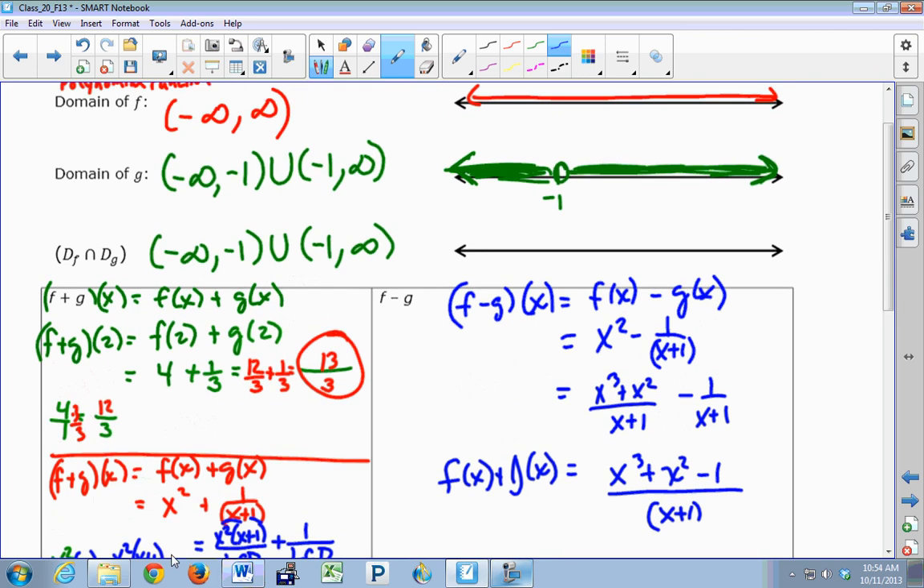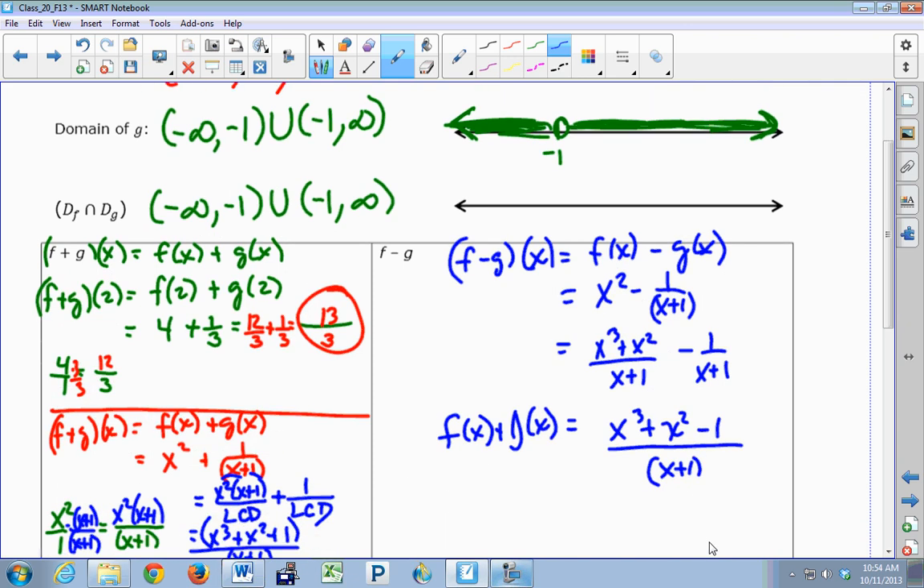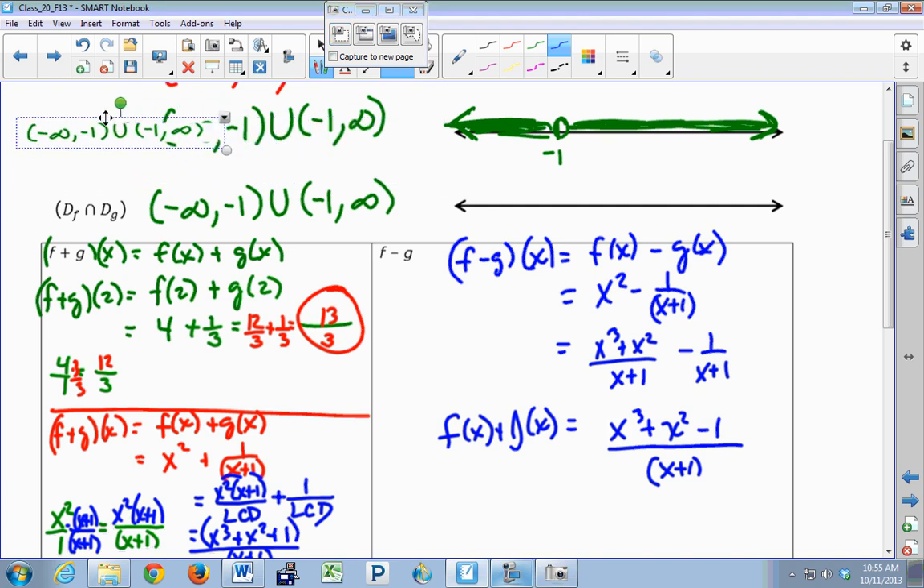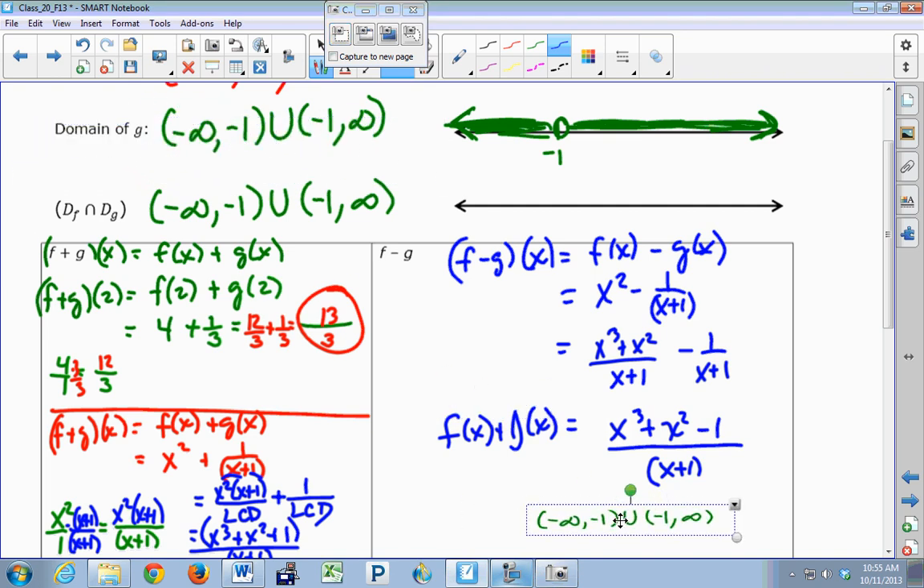Yep, and that's why up here we have the domain. So in other words, you could take this domain and you could put it on every single problem here. That's the domain, that's the intersection of their domains. So we could, if we wanted to, take a little picture of that domain right here. And we could paste it. Ooh, we want to make it a little smaller than that. We could paste it under every single one of these.